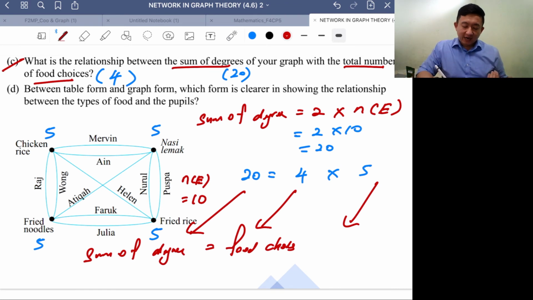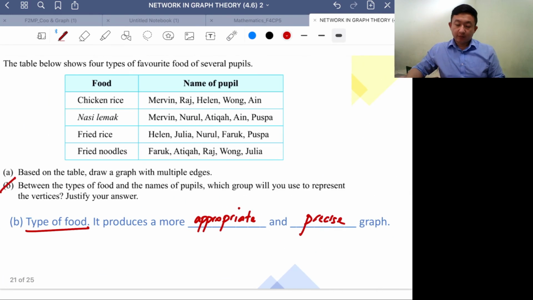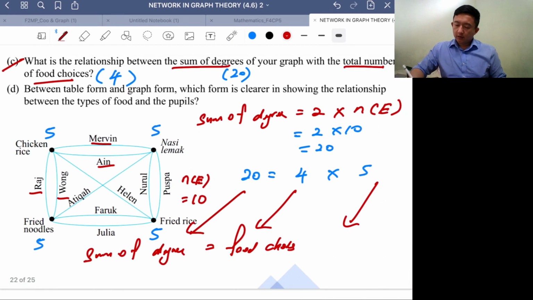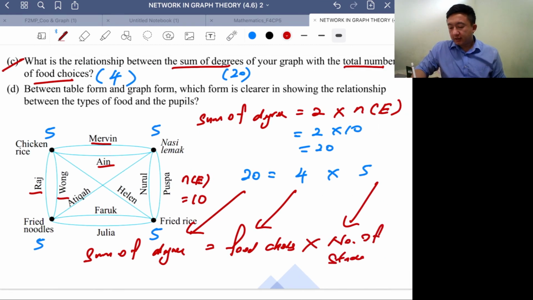Actually, that degree of vertex is the number of students in one group. If you look at the table, this is the degree of vertex of chicken rice. So this is the number of students in a group. Okay, so this is the relationship. Sum of degree equals food choices multiplied by the number of students in a group.